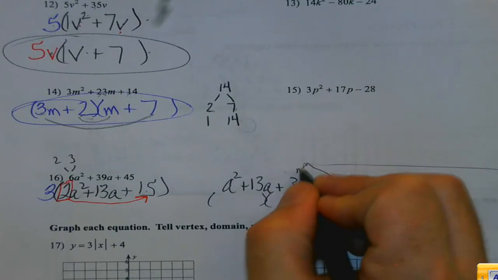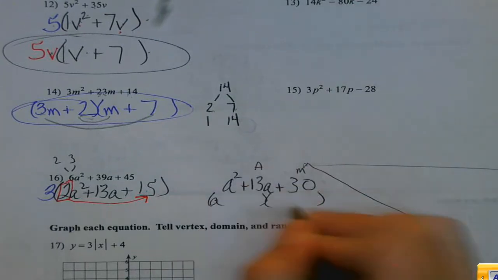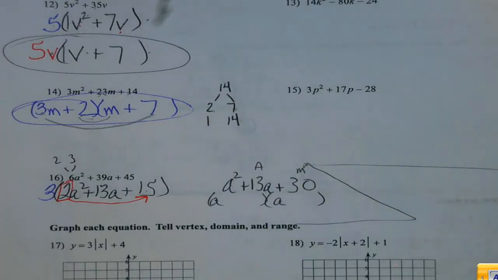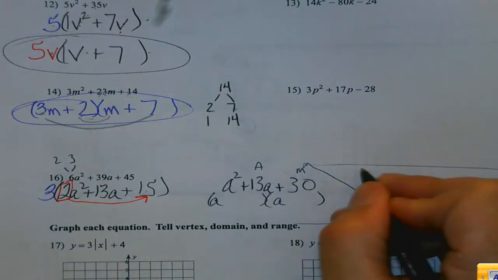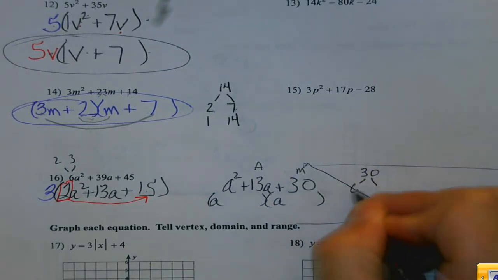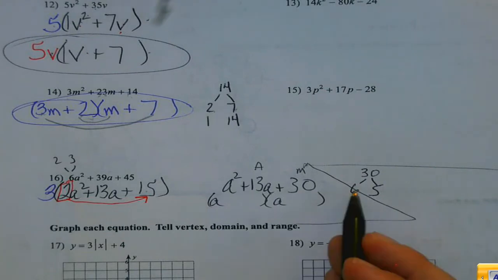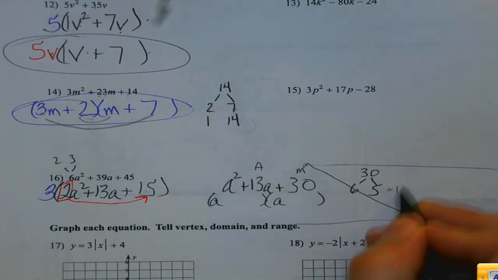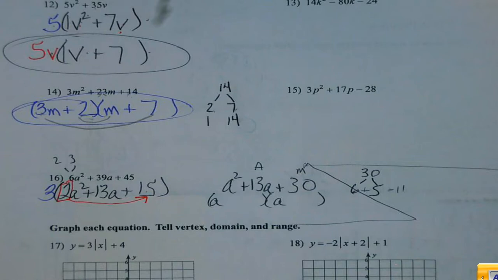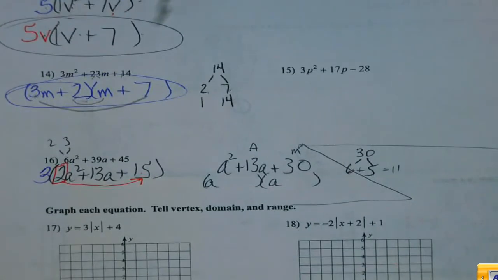We're multiplying to get the number on the end. We're adding to get the number in the middle. So I start looking at this, and I'm like, okay, 30, 6, and 5. Well, 6 plus 5 is 11. That didn't work. Well, I don't know what else multiplies to get 30.